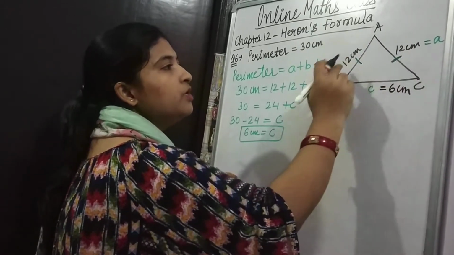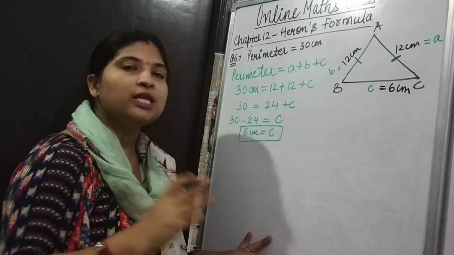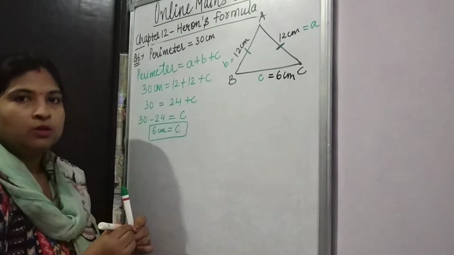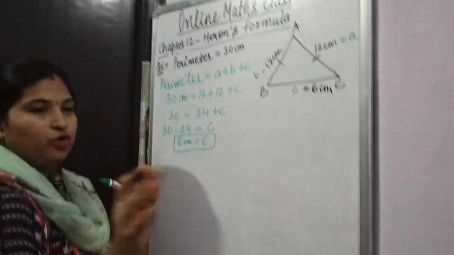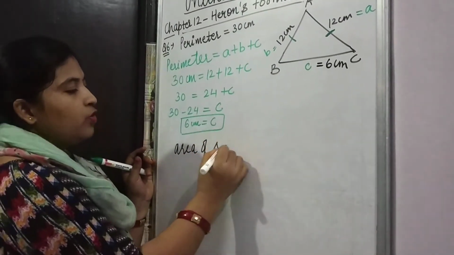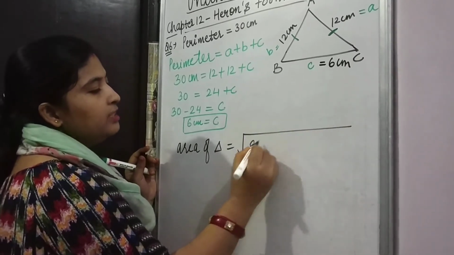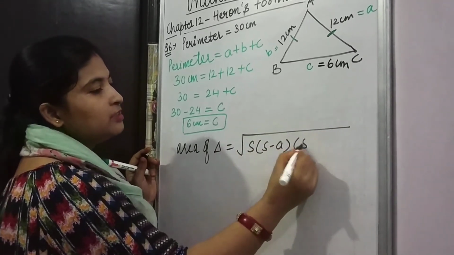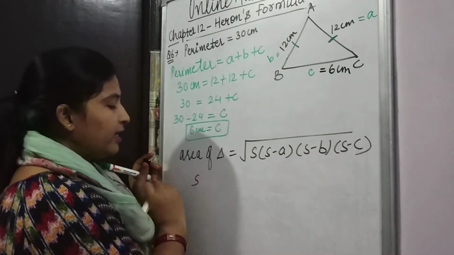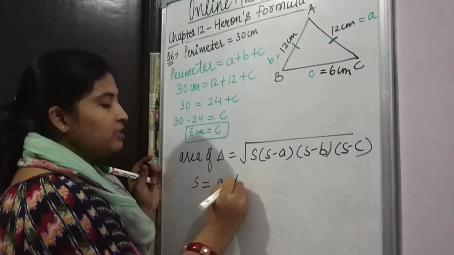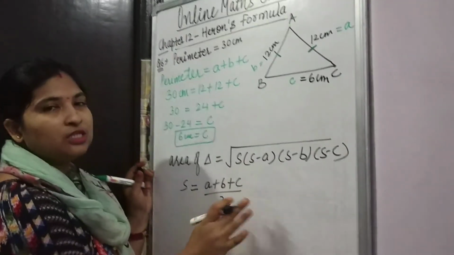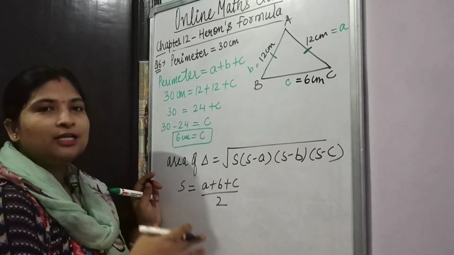a you know, b you know, c you know. Can you find the area of the triangle? Yes, I know most of the students will say yes, we can find it. If you are getting confused, you can learn only this: the area of a triangle by Heron's formula is the square root of s(s minus a)(s minus b)(s minus c), where a, b, c values you know, and s is (a plus b plus c) upon 2.